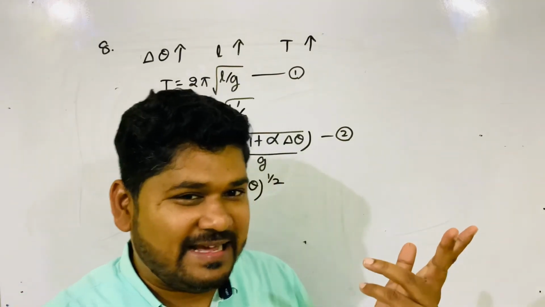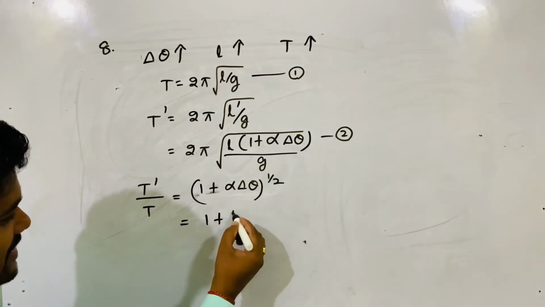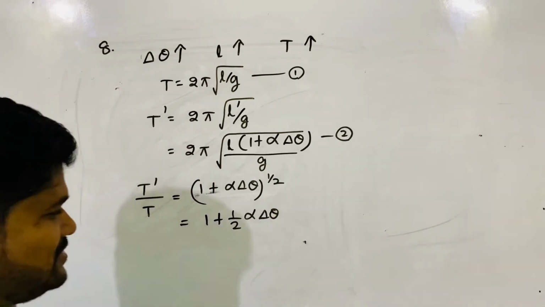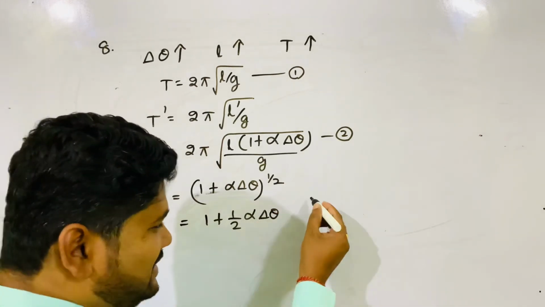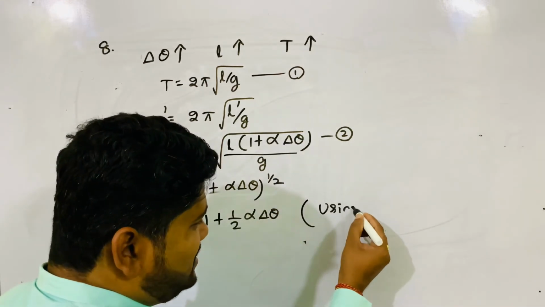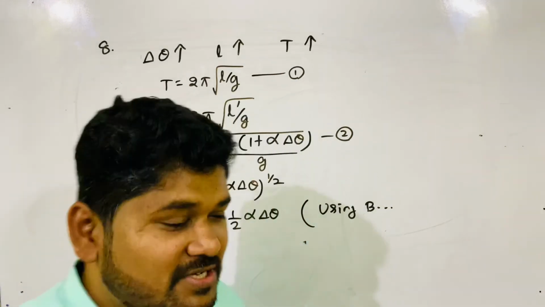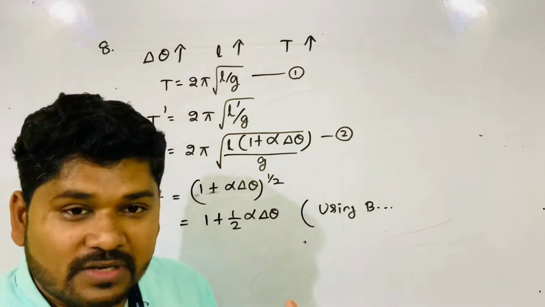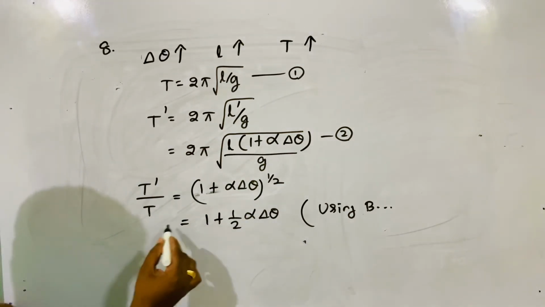One theorem is there, the universal theorem. Which theorem? Binomial theorem. So I will multiply half here. In this way we use the binomial theorem. Just multiplying the power in the second term, we write here using binomial theorem and neglecting the higher order terms, because the second term is very small. Alpha is very small. So T dash by T is coming like this.